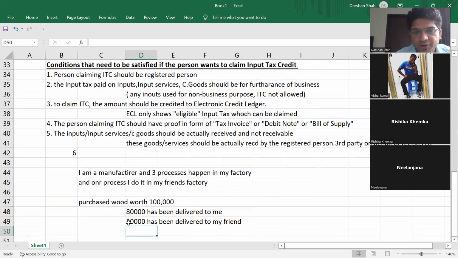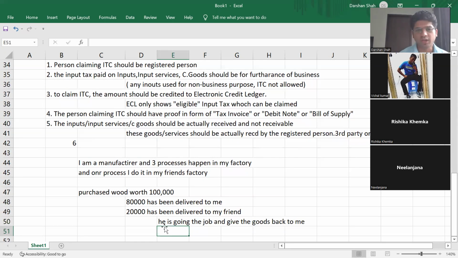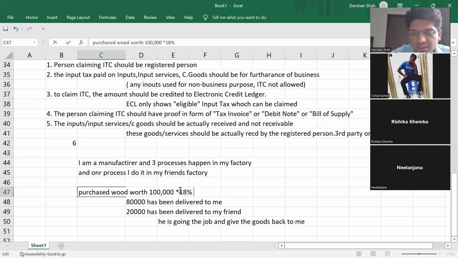And that friend, what is he going to do? He is going to complete the job and give the goods back to me, right? So now I have paid 100,000 into 18% GST. Can I claim the entire GST as input tax? Yes or no? Yes, correct. We can claim because 80,000 is delivered to me for the furtherance of my business.